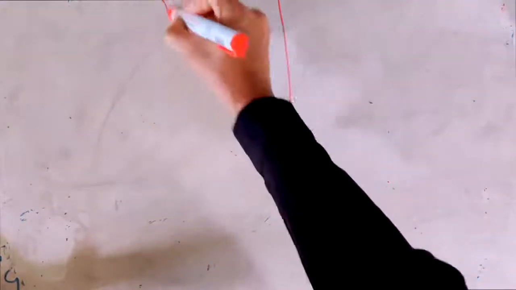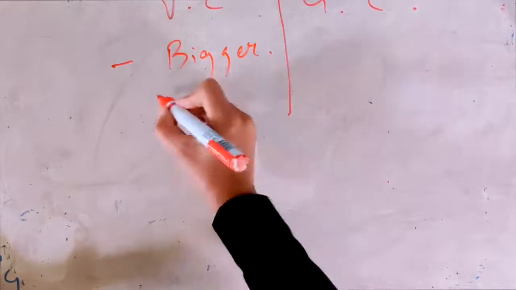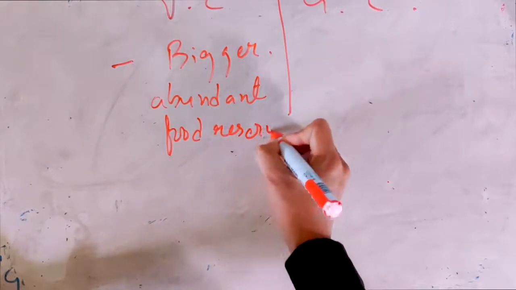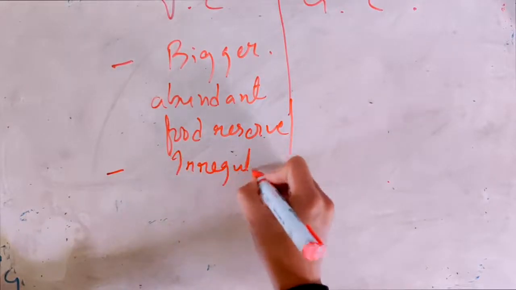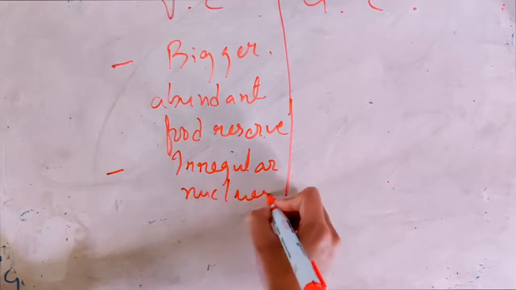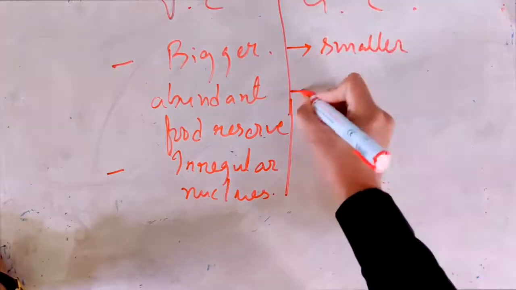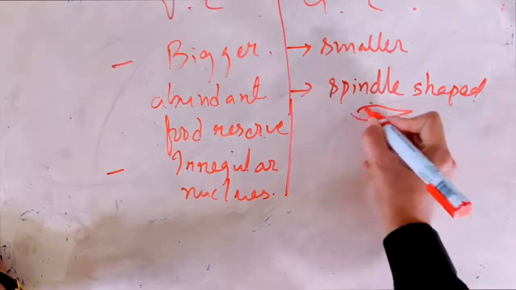The vegetative cell is bigger, with abundant food reserve. You can check the textbook: bigger, abundant food reserve. The nucleus is irregular, while the generative cell is too smaller. It is spindle shaped, remember? I drew it down.